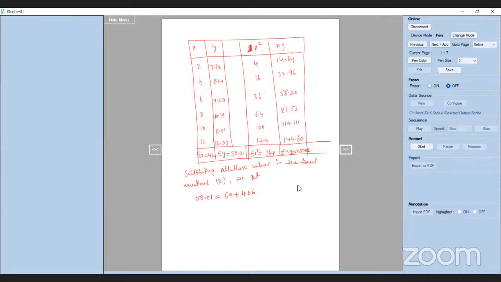The second equation is summation xy. What is summation xy? 439.02 is equal to a into summation x, that is 42 into a, plus b into summation x square. Summation x square is 364 into b. Now, to find a and b values, this is a linear equation in a and b. This is also a linear equation in a and b. We can solve both the equations for getting the values of a and b.